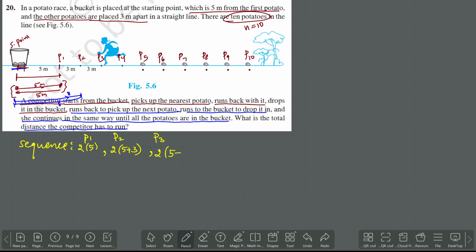Already first potato 5 meter, second potato 3, 1 more 3, third potato 1 more 3. So totally how much do they have to run? 11 into 2. So 11 they have to run to take the potato. Again 11 meter they have to come back to drop the potato. Do you understand this game? Right. Like that it's going on.